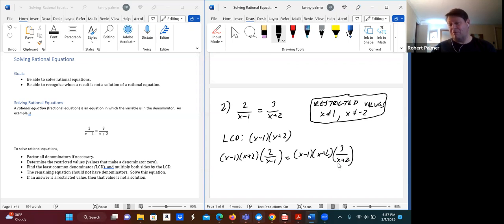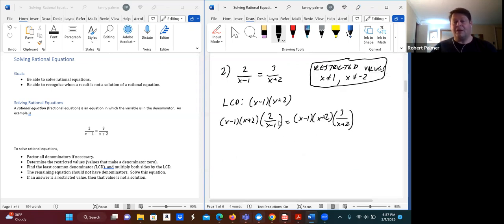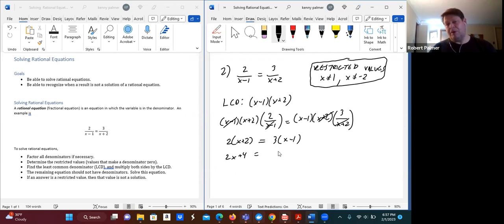The bad thing about these problems is that there's a lot of writing involved, unfortunately. The good thing is that this simplifies. Once again, after this step, like in the previous equation, there shouldn't be any denominators left. So you notice x minus 1 will cancel out. What we're left with is 2 times x plus 2. And over here, the x plus 2's cancel out, and we're left with 3 times x minus 1. Okay, so distribute. So you have 2x plus 4 is equal to 3x minus 3.